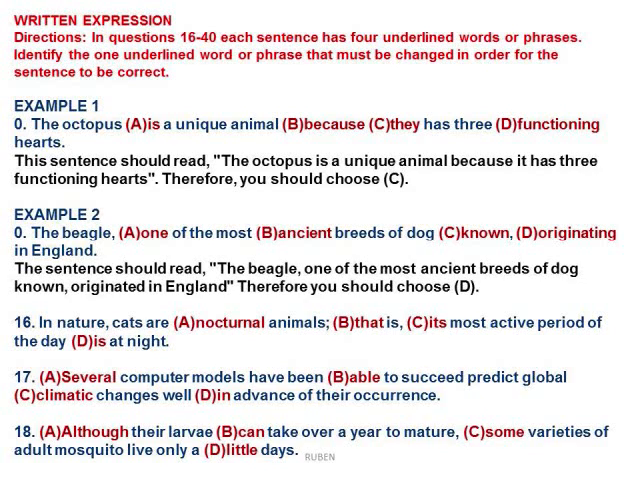Example number 2. The beagle, one of the most ancient breeds of dog known, originated in England. We can detect in the structure that originating is not an appropriate word here. So originated should be originated in England. Let's go to number 16.